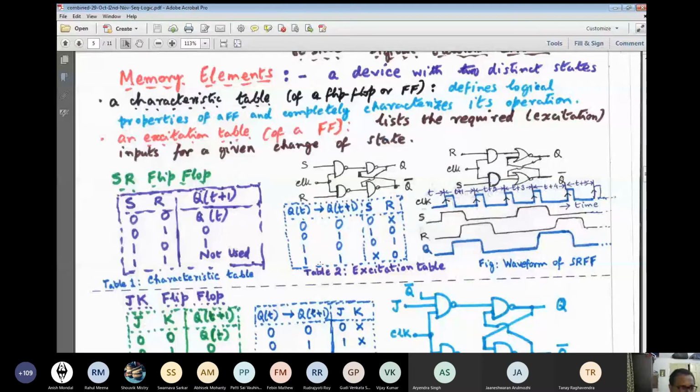So I believe the function table as well as the excitation table is clear to all of you. I hope so. Any doubt? Please let me know. So this is the simplest form of flip-flop. We'll go to more and more complex flip-flops, which will be more useful. More useful means that we can use any flip-flop in our design, but we shall choose the flip-flop that will result in some economy in the cost.